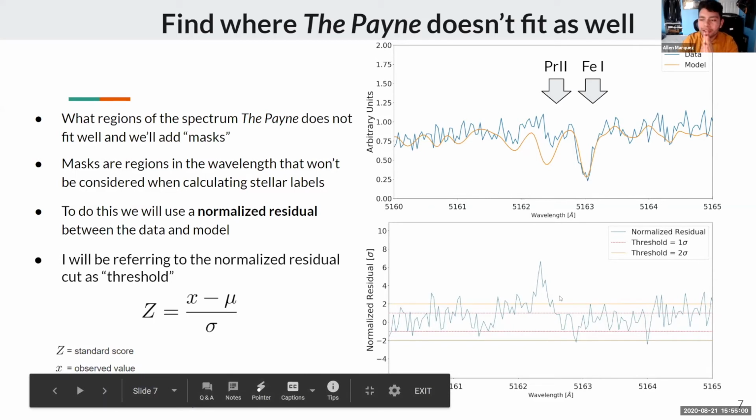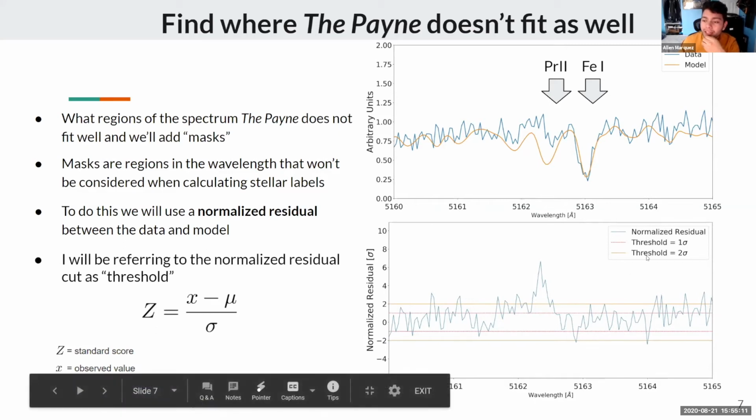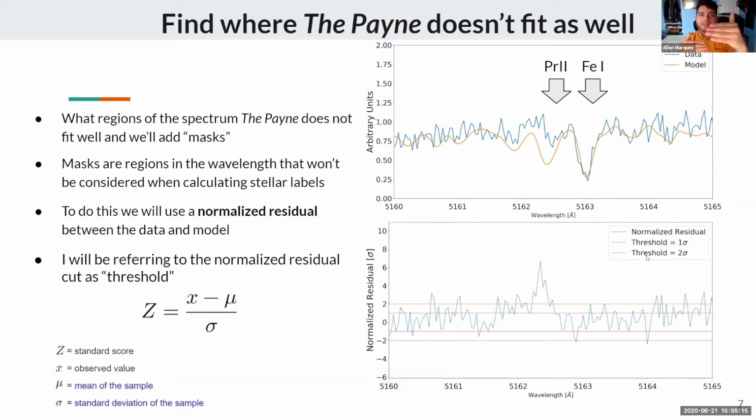As you see, when we pick a threshold of 1 sigma, anything that's 1 standard deviation or more away, we're just going to throw out and not consider, and we'll apply a mask. And if we choose a threshold of 2 sigma, again, if it's more than 2 standard deviations away between these two points, the model and the data, we apply a mask there, and it won't be considered when we're measuring our properties.